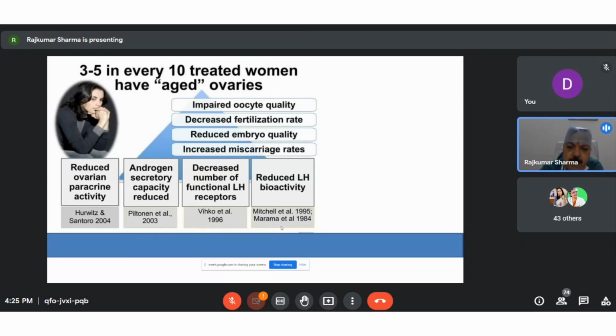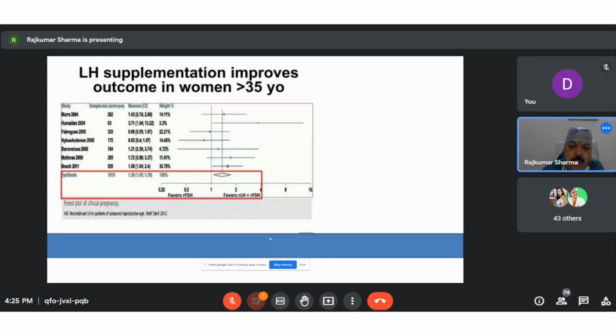So naturally they have some amount of LH, but since the bioactivity is less, it is as good as no LH in these patients. So you may have to give a longer duration of FSH to these patients, or you add on LH. I'll come to that.